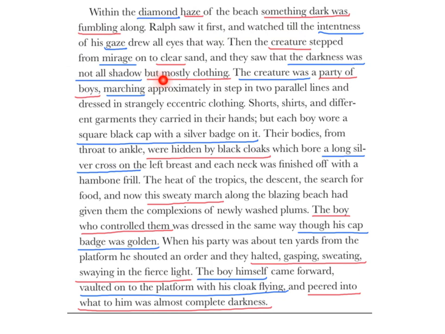Then they start to paint their bodies and become even more savage. But it's the removal of clothing that symbolises this. They are in the process of removing their clothes, and this is why the photograph that I showed you at the beginning is clearly wrong, as we'll see in a minute. The creature, which he emphasises again, and will emphasise for a third time later, was a party of boys marching approximately in step.